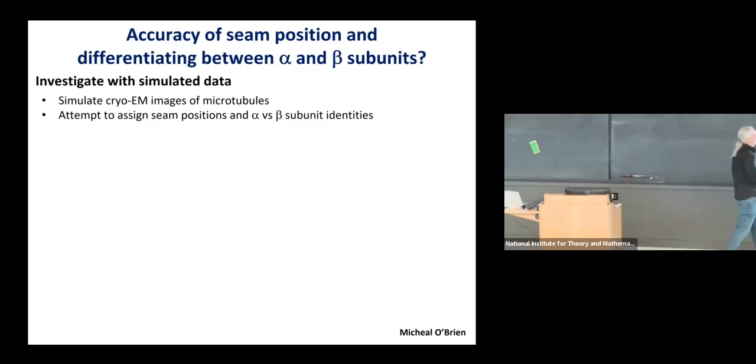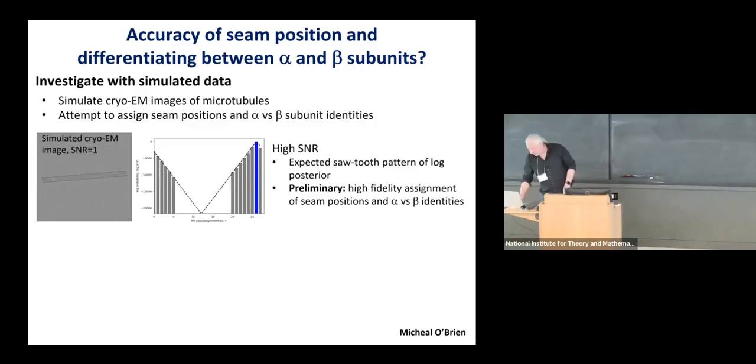And then we can investigate with simulated data. So again, we simulate cryo-EM images of microtubules and attempt to assign seam positions and alpha beta subunit identity. If you have a signal to noise of 1, you really see the sawtooth pattern here. We didn't explore all possible registries, but you can do things to get a decent guess of the right registry, and you can still see this expected sawtooth pattern. It seems one can assign the seam and the alpha beta densities with very high fidelity, certainly with such crazy high signal to noise.